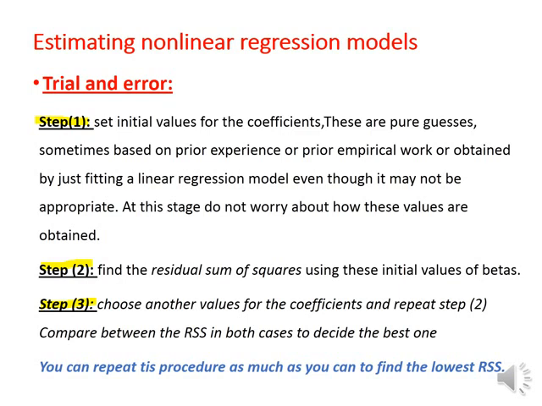So it is simply numerical. That's why it's called trial and error. You are trying different values of the parameters, different values for beta naught hat and beta 1 hat. So we are trying values and finding the corresponding residual sum of squares. And finally, compare between these residual sums of squares in order to pick the one that gives you the least residual sum of squares.